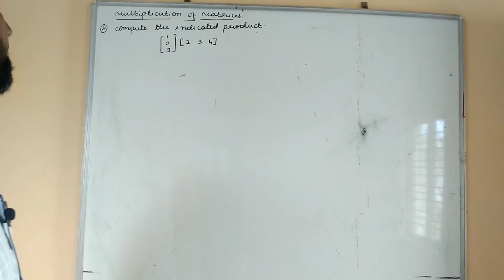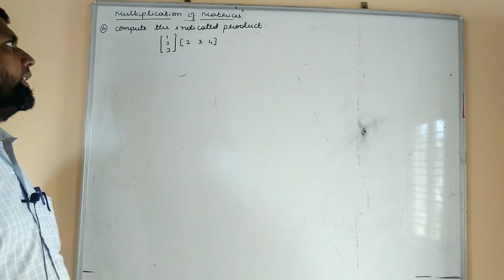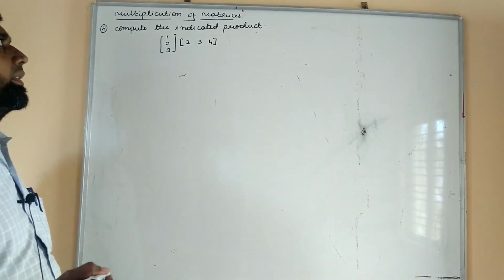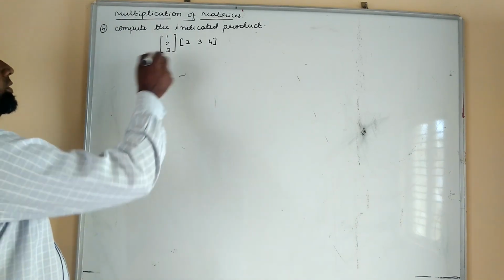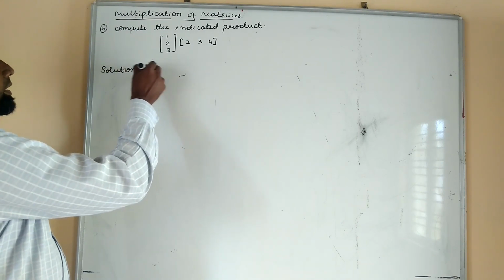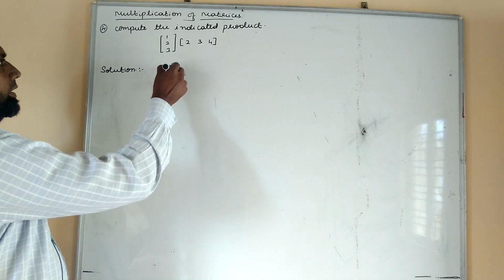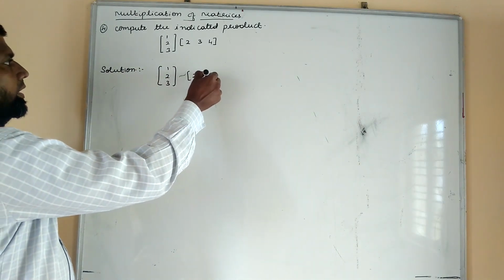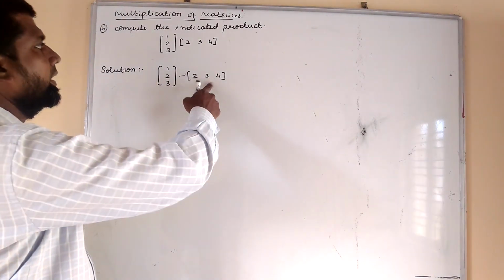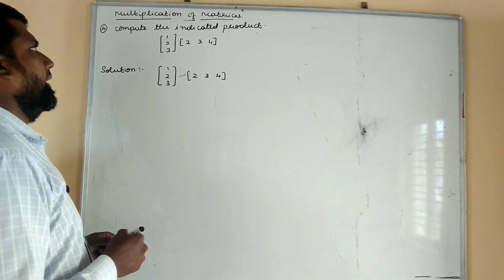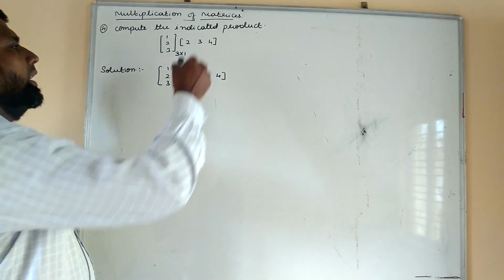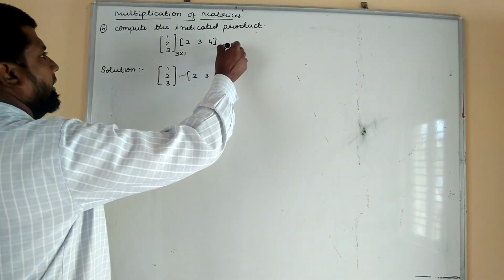Now let us go for the fourth problem. Compute the indicated product. So it has given the two matrices. In between the two matrices nothing is there, which means we have to multiply the given two matrices. So let us take the given, 1 2 3 and 2 3 4. By seeing these two matrices, this is the column matrix and this is the row matrix. In the column matrix, how many rows are there? 3 rows are there, 1 column is there. Then in the row matrix, 1 row and 3 columns are there.